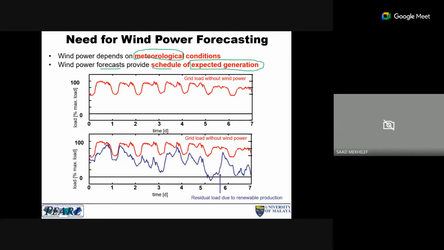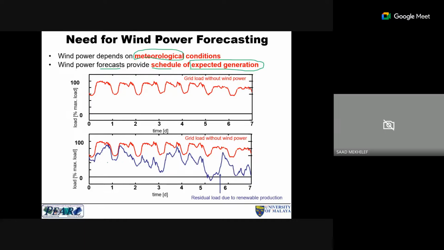Let's look at an example here. We see the load maximum, which is 100%, and then we can see the grid load without wind turbine. The grid load goes up and then drops, and then goes up and drops. This is a profile that keeps changing, up and down. And then the grid load without wind turbine, and then with the wind turbine.